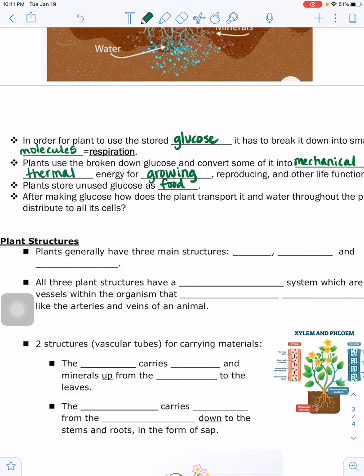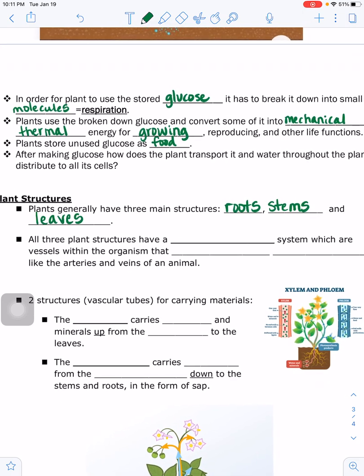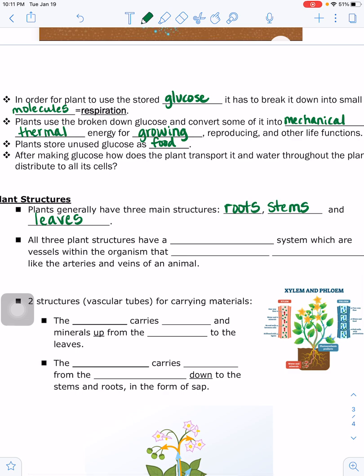So let's talk a little bit about these plant structures. Plants generally have three main structures, and you're familiar with all of them. Roots, stems, and what's the other one? Leaves. Three main structures: roots, stems, and leaves. All three plant structures have a vascular system. Vascular is spelled V-A-S-C-U-L-A-R.